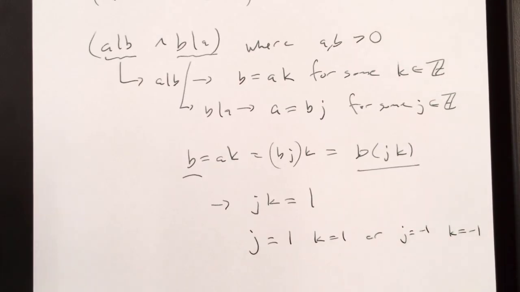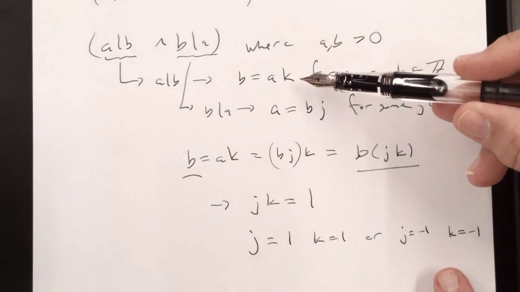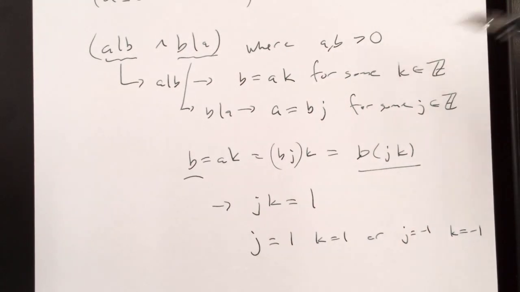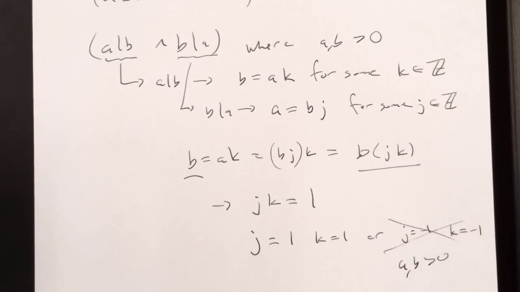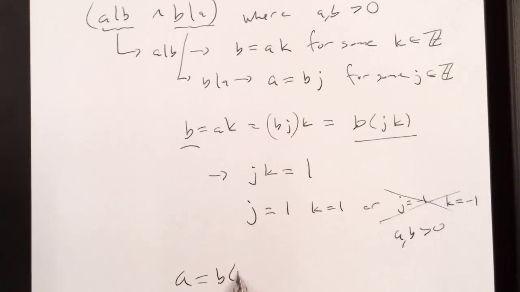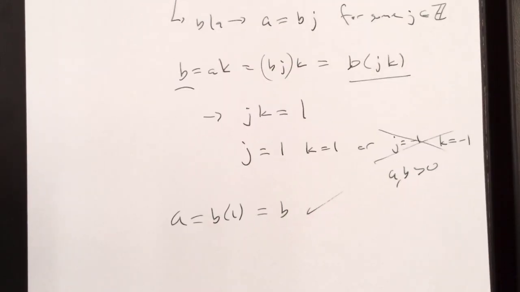But if my number is -1, then that tells me that B is negative, because B would be A times a negative thing, and A and B are positive. Well, wait a minute. That means that J is equal to 1. A equals B. Ta-da! Was it intuitively obvious? I don't think so. It took a proof, a direct calculation proof, but we proved it.